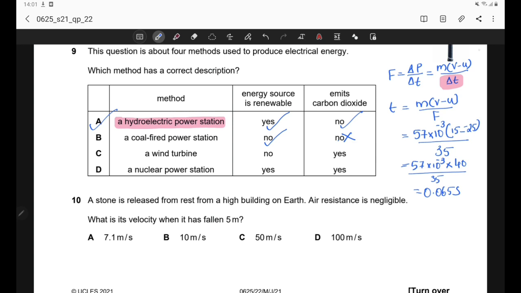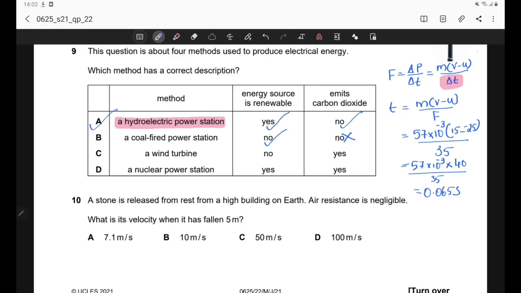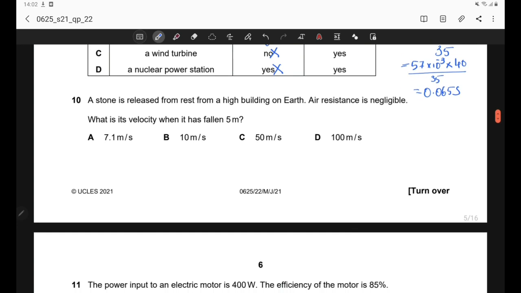Option C says a wind turbine, and it says this energy resource is renewable, but it says no. It should be yes, because a wind turbine is a renewable energy source. So this option is also wrong. Option D, a nuclear power station: is the energy source renewable? No, it is not. But here it's mentioned yes, so this option is also wrong. So the correct answer is option A.